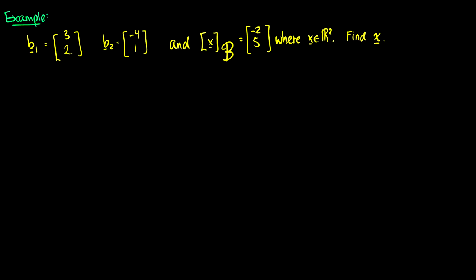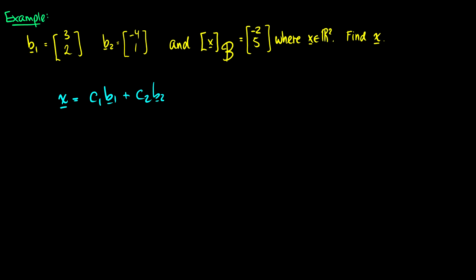Okay, so in the first example, we have b1 is equal to 3, 2, and b2 is equal to negative 4, 1. We want the vector x relative to b, and that's equal to negative 2, 5. We want to find our original x. Okay, so let's think about this. x is just going to be equal to, I guess we'll use the same numbers, so c1 b1 plus c2 b2.